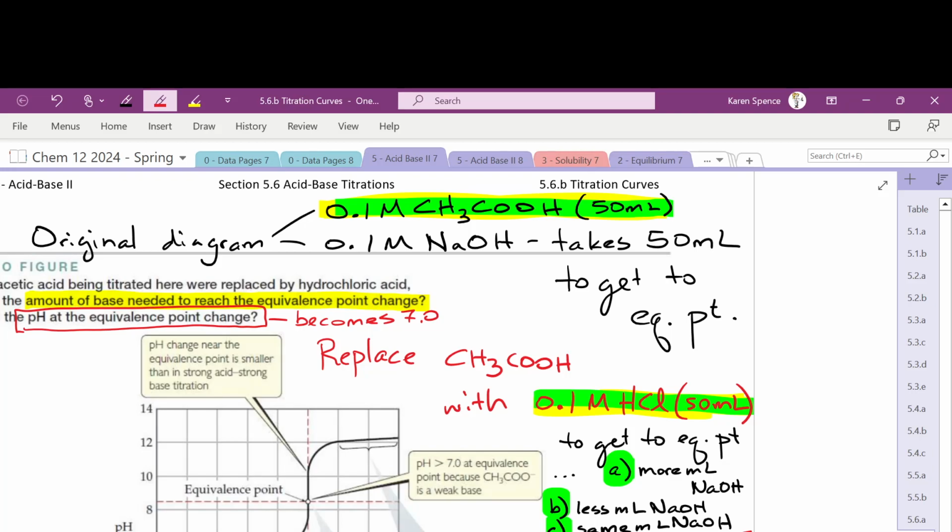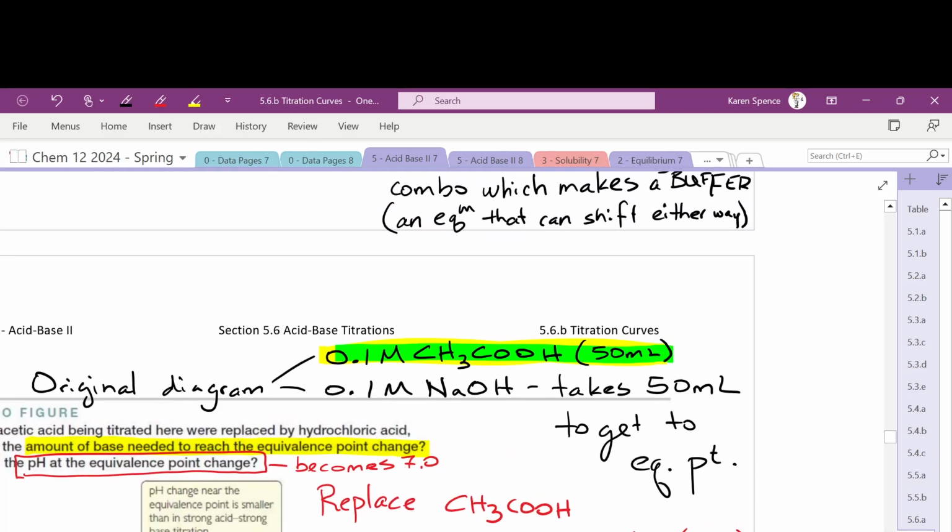Oh, I know. You have moles. Yeah? So molarity and volume are moles. In fact, we could say that we have 0.1 molar and 50 milliliters gives us 5 millimoles of acid. Yes? Okay.